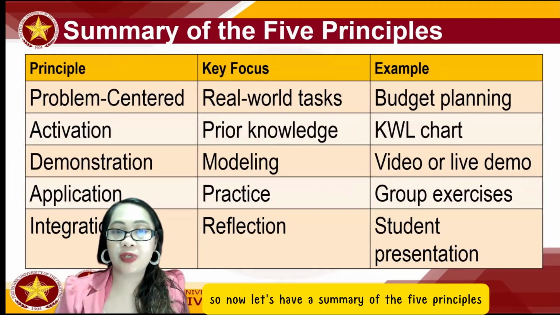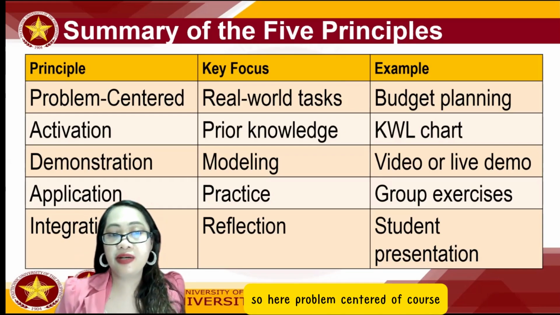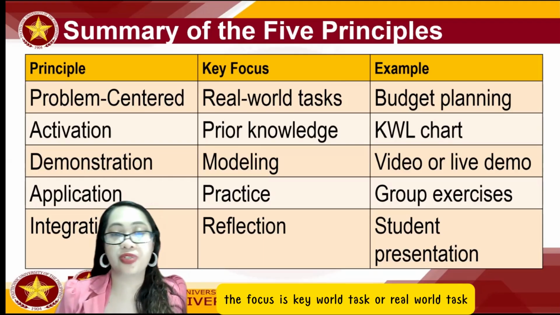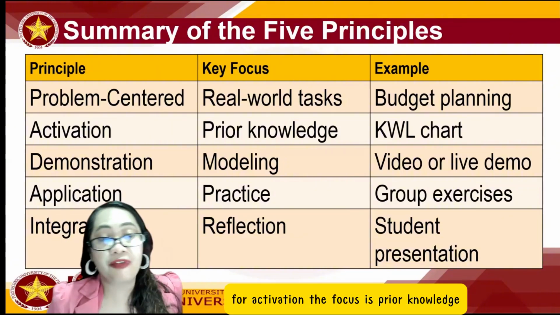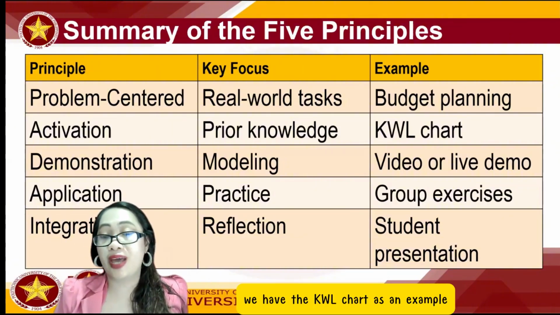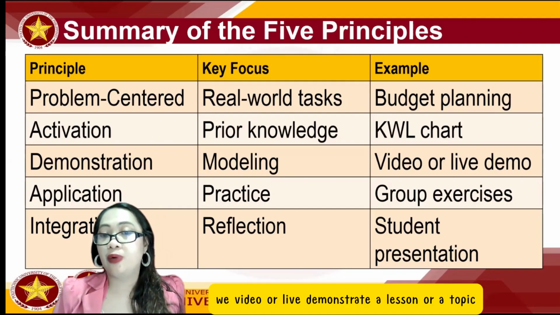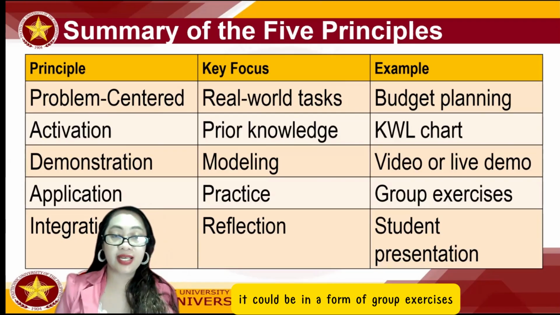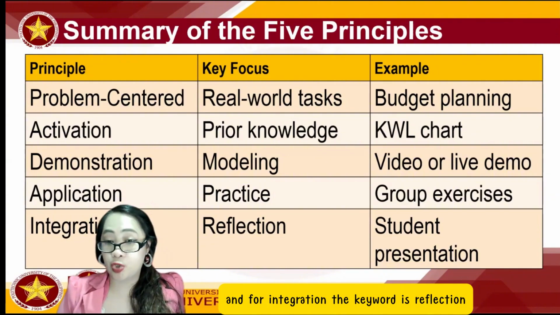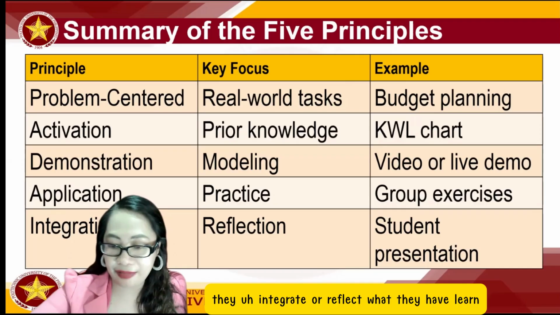So now, let's have the summary of the 5 principles. So here, problem-centered, of course, the focus is real-world tasks. Example activity, budget planning. For activation, the focus is prior knowledge. We have the KWL chart as an example. For the demonstration, we do the modeling. We video or live demonstrate a lesson or a topic. For the application, we practice. It could be in the form of group exercises. And for integration, the keyword is reflection. It would be a student presentation wherein they integrate or reflect what they have learned.